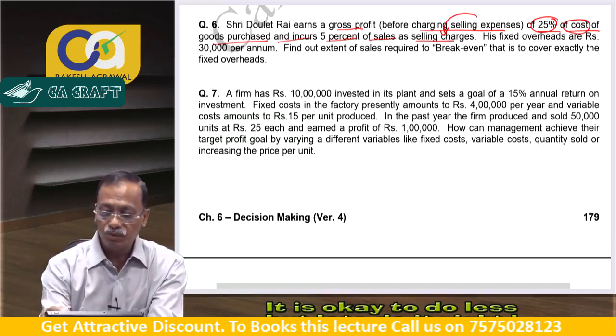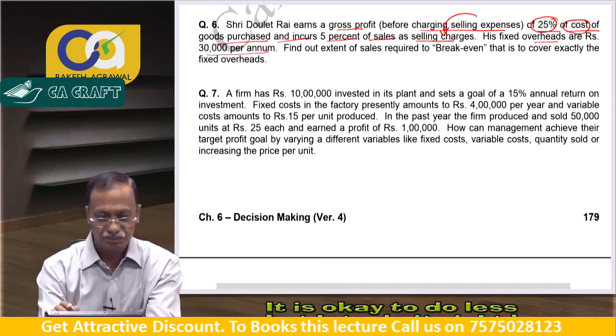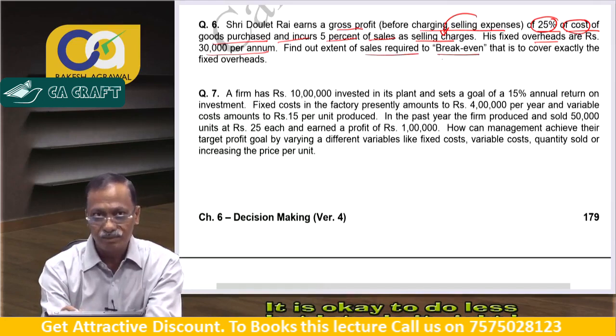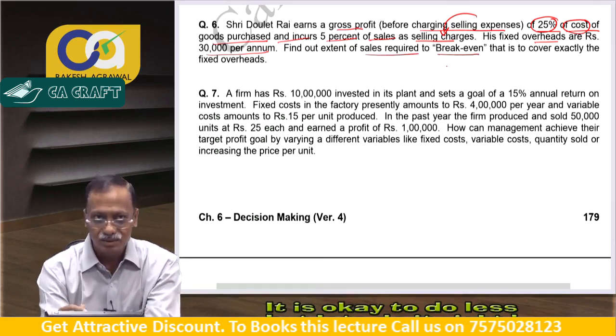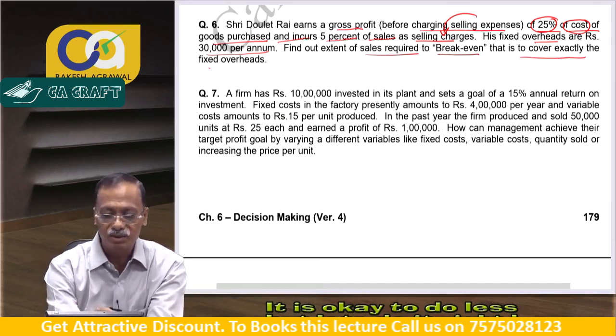Now his fixed overheads are rupees 30,000 per annum. Fixed cost is 30,000 per annum. Now find out the extent of sales required to break even. It means break even sales. Sales required to break even is break even sales, that is to cover exactly the fixed overheads.